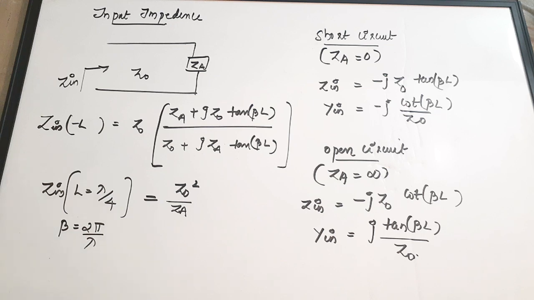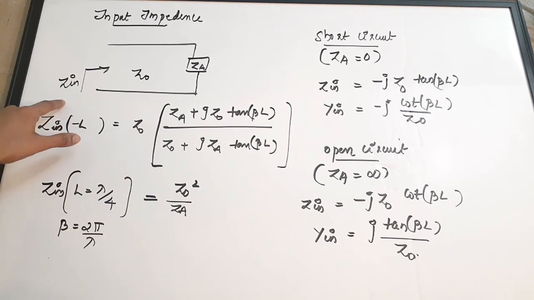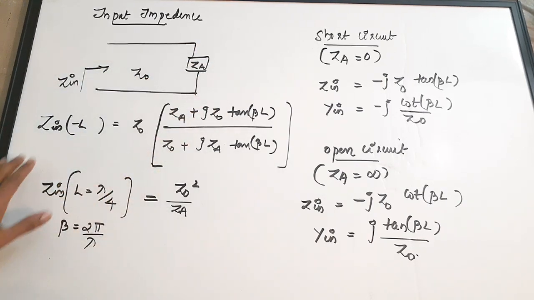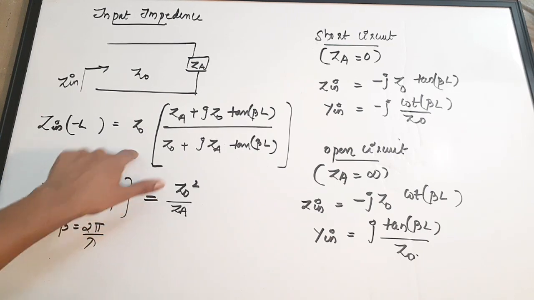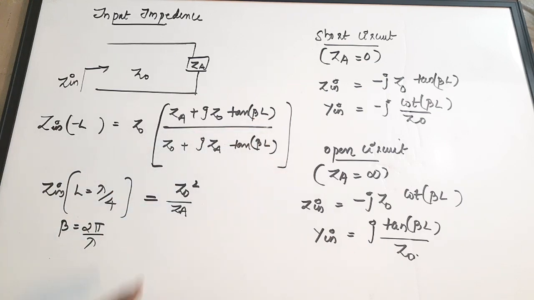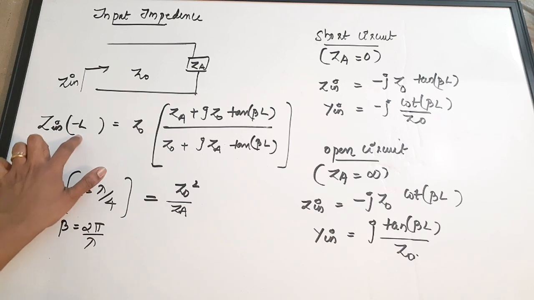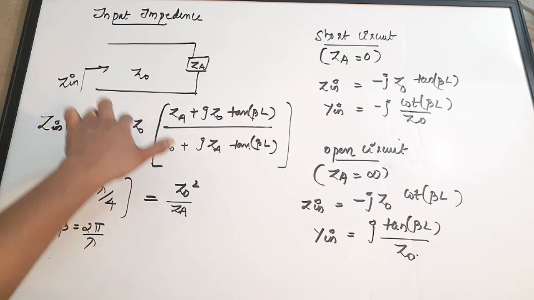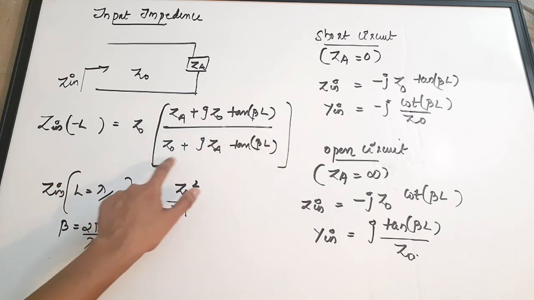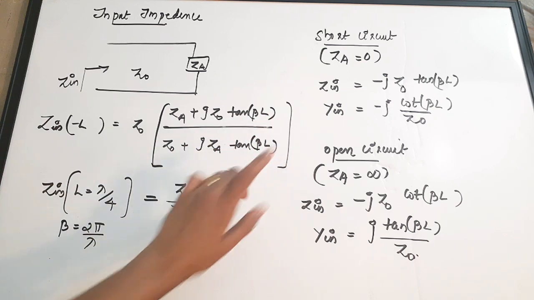Next, we are going to see about the input impedance of the transmission line. Consider that Zin is the input impedance, Z0 is the characteristic impedance, and Za is the load impedance. The equation for input impedance in terms of the length of the transmission line L, beta, Za and Z0 is given by Zin(-L) = Z0 (Za + j Z0 tan βL) / (Z0 + j Za tan βL).